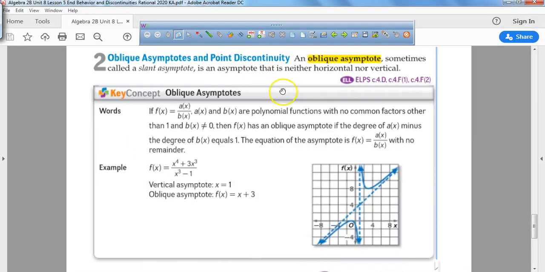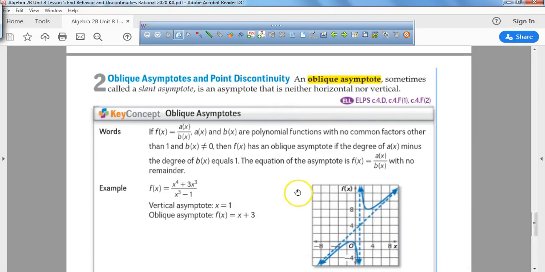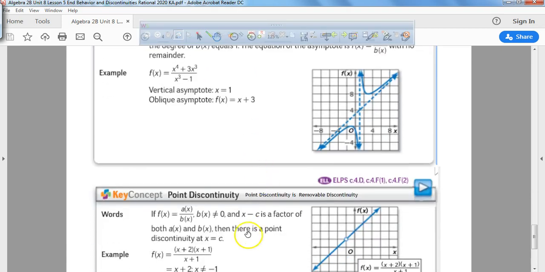But slant asymptotes only happen if it's 1 degree higher. So if that's a 4, that's got to be a 3. If that's a 5, that's got to be a 4, and a 6 and a 5, and so on and so forth. So that's the rule for oblique.